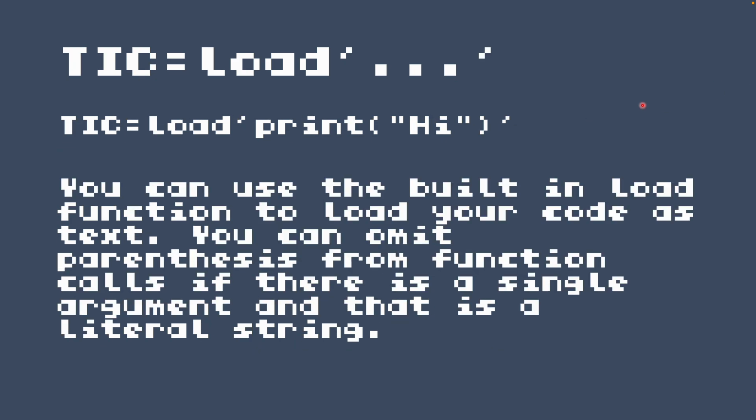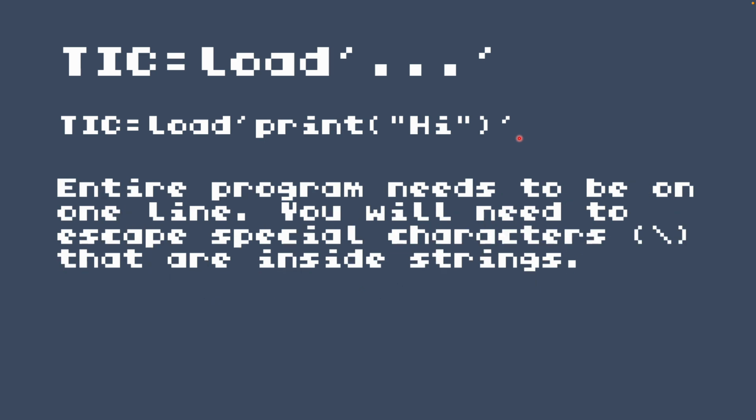So you can use the built-in load function to load your code as text, and you can omit parentheses from function calls if there's a single argument and that is a literal string. So instead of function TIC, brackets, new line, print hi, end, you just have TIC equals load and a single quote, your code, and a single quote at the end. The entire program needs to be on one line, and you will need to escape some special characters, for example backslash, that are inside of the strings.